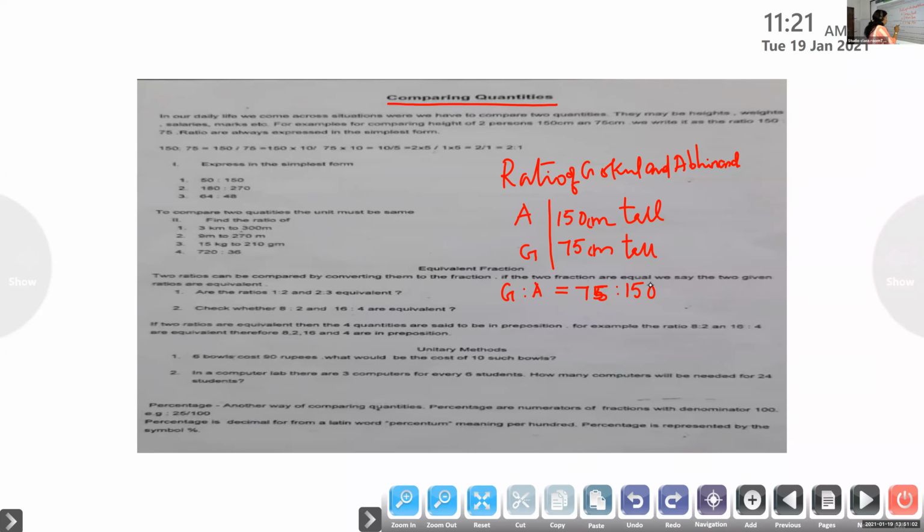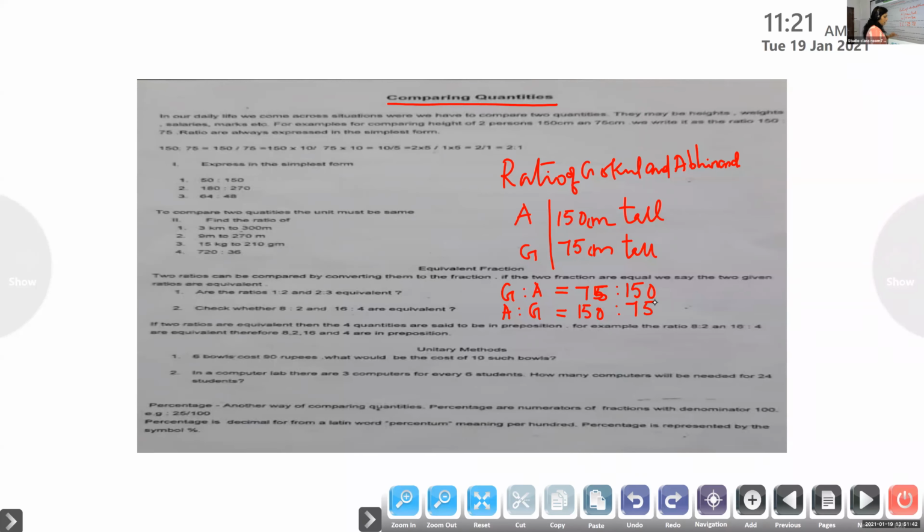What is the ratio of the height of Abhinanth to Gokul? 150 is to 75. The first thing which you have to note is the order of the ratio, and you can say it's a method of comparing. I'll tell you how to compare. We were considering the height of two children, Abhinanth and Gokul. So I wrote Gokul is to Abhinanth is 75 is to 150, and Abhinanth is to Gokul is 150 is to 75.